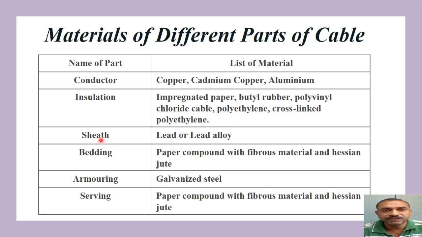Then the third layer is the sheath. The sheath is usually made from lead or lead alloys. Then comes the bedding. The bedding is made from paper compound with fibrous material, and most popularly hessian jute tape is also suitable for making the bedding of a cable. Then for mechanical protection we use armoring. The armoring is made from galvanized steel. Over the galvanized steel armoring there is a layer of serving. The serving is again made from paper compound with fibrous material and hessian jute.